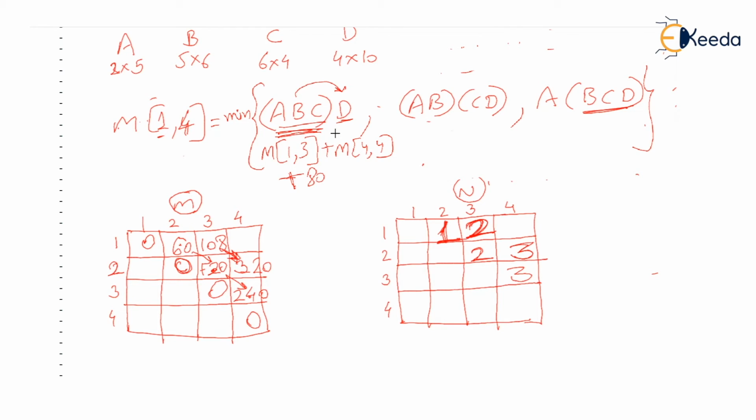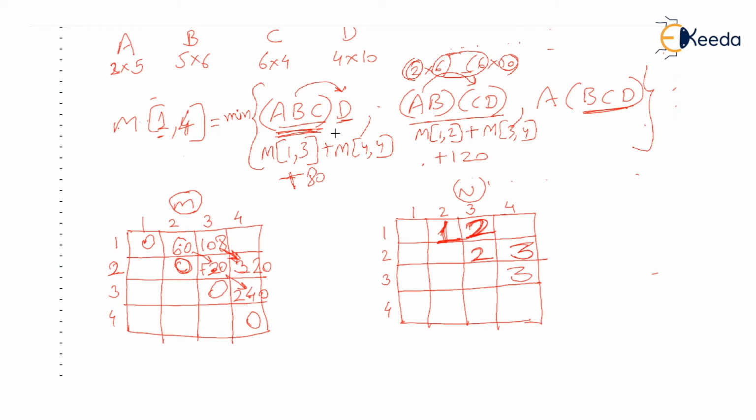Okay, what about AB and then CD? This is going to be M12. AB is M12 plus CD is M34. And finally, you are going to multiply AB with CD. But AB is going to be 2 cross 6. Just check the dimensions. AB is 2 cross 6 and CD is 6 cross 10. Result of CD is going to be 6 cross 10. So the number of multiplications needed to do this is 2 into 6, which is 12, into 10, which is 120. So added with 120. Okay.